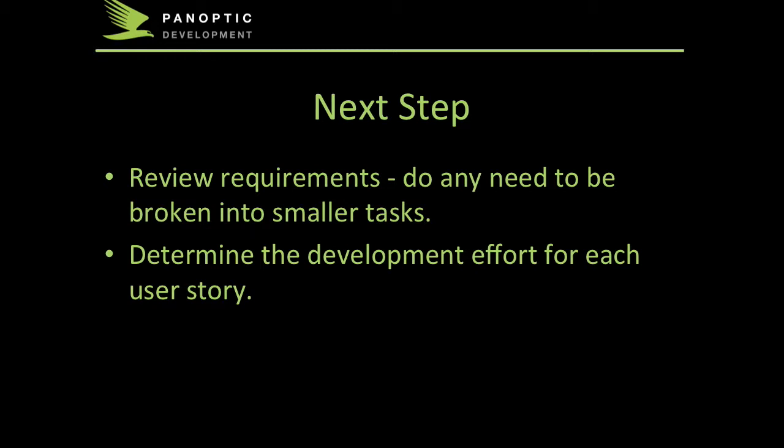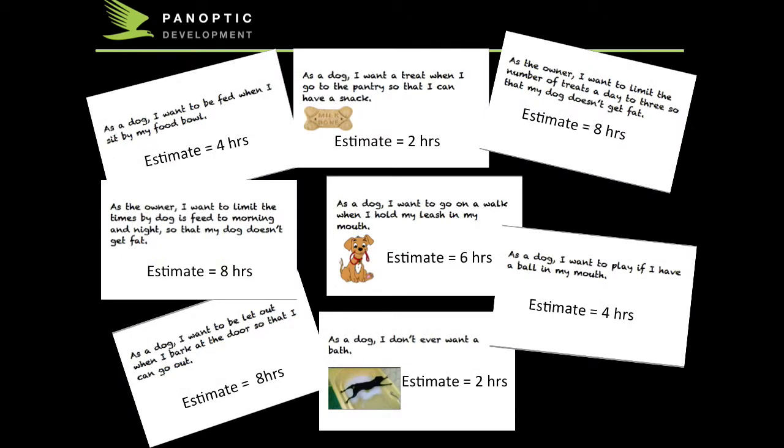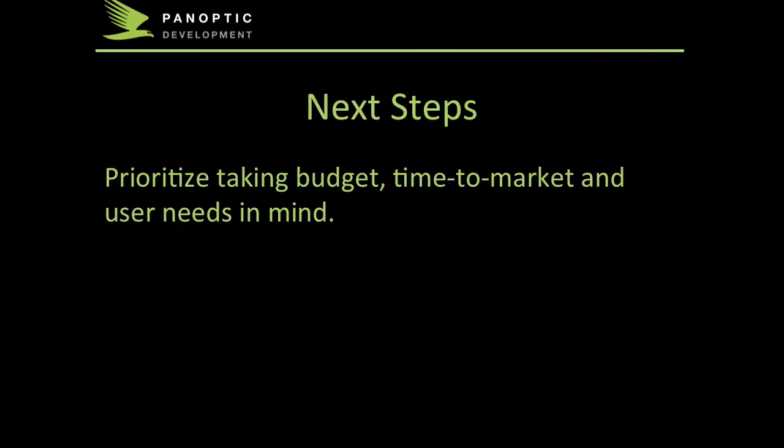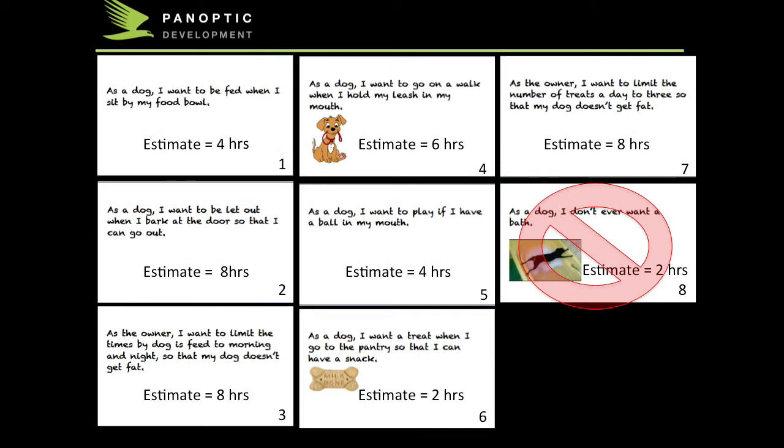So after we have all our user stories written, we need to review them to make sure that none of them can be broken into smaller tasks. If they can, then go ahead and break them into smaller tasks. If not, it's time for development to determine the effort of each user story. So here development has determined the development effort for each of these user stories. After that's done, you want to prioritize the user stories, taking into consideration budget, time to market, and the user needs. And you'll end up with a prioritized list of user stories.